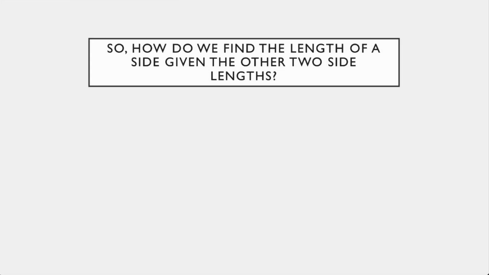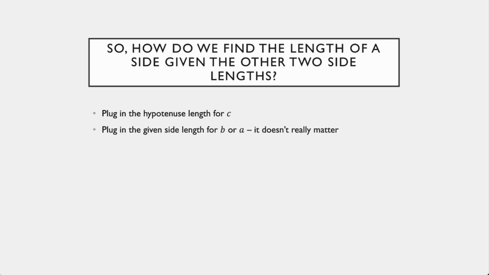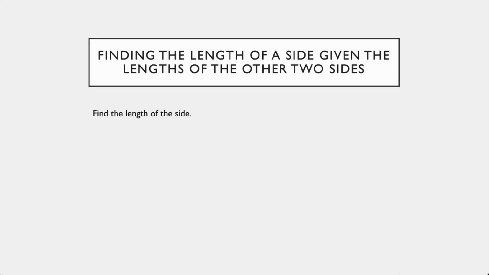So how do we find the length of a side given the other two side lengths, meaning one side and one hypotenuse? Well, we plug in the hypotenuse length for C, plug in the given side length for B or A, again, it doesn't really matter, and then solve for the remaining variable in the formula a squared plus b squared is equal to c squared. Or it can be any variable, this is just a baseline. So let's try some examples.